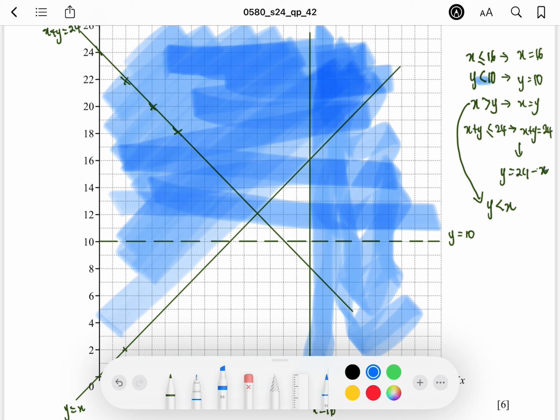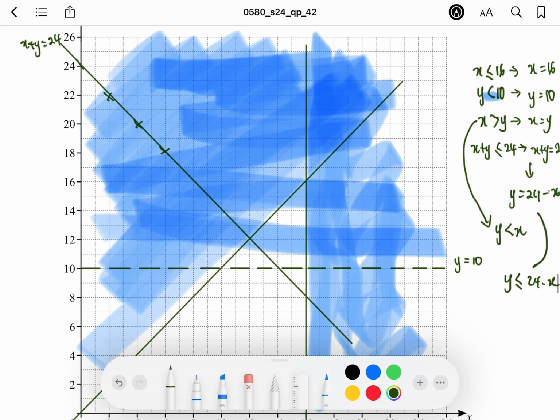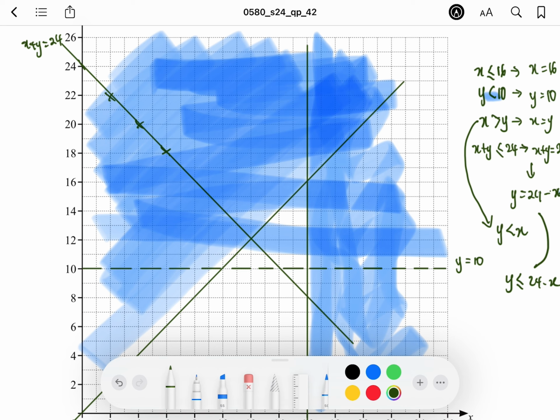Okay. And then this one, what's the sign? y is less than 24 minus x. Below here or above? What we want is y is less than. Less than is below. Meaning what you want is above.